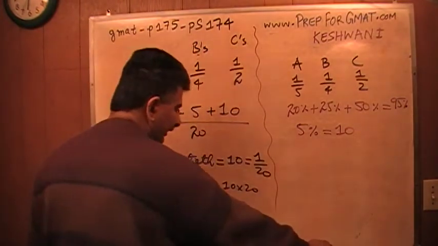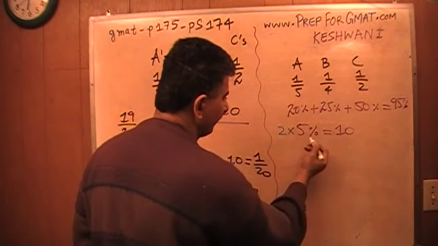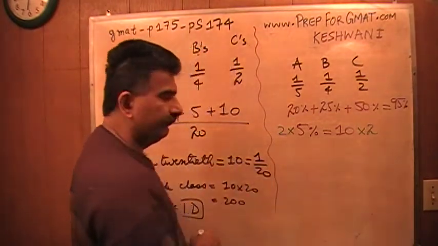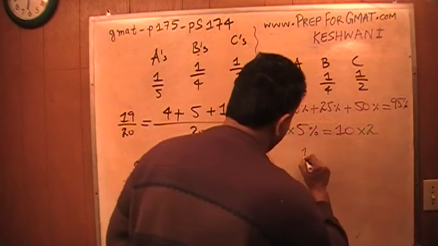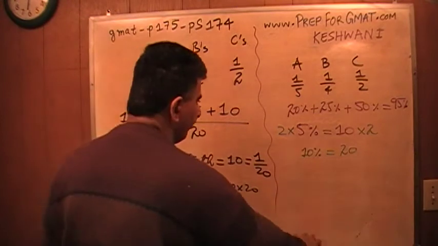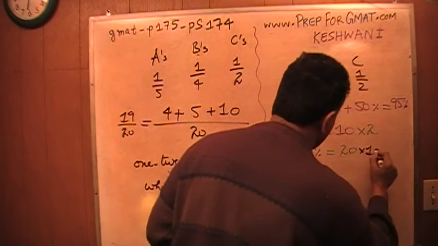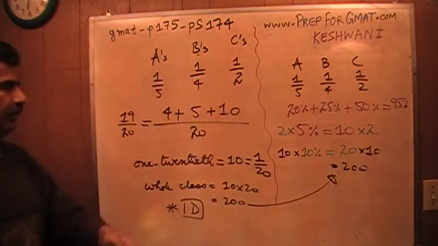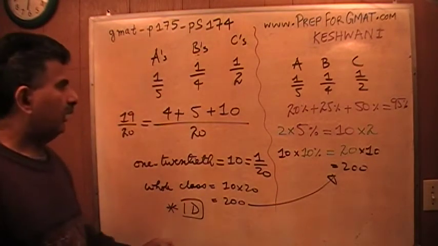If 5% equals 10, that also tells me that 10%, if you multiply both sides by 2, must equal 20. If 10% equals 20, that also tells me that 100% of the class must be 200, which is what we found here. So you can do it either way, with the percentages or with the fractions. But that was the end of it. I hope you found it helpful.